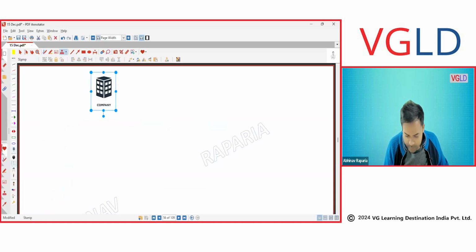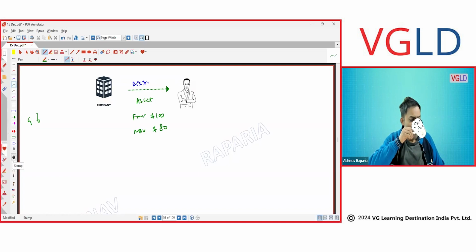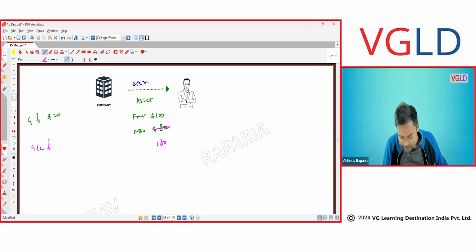Company is giving to the shareholder. Company is giving an asset. In the distribution, the company is giving any asset. Let's say you are giving the asset for which fair market value is 100, net book value is 80. Is the company going to recognize the gain? If yes, how much? The gain is going to be $20. If the net book value is 180, how much gain or loss? Nothing. Zero.